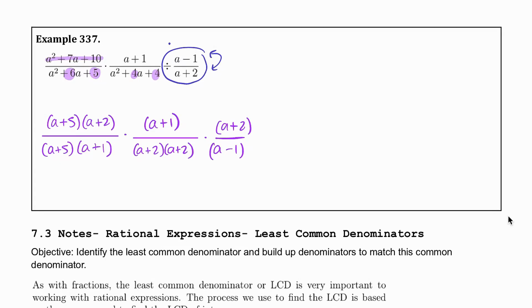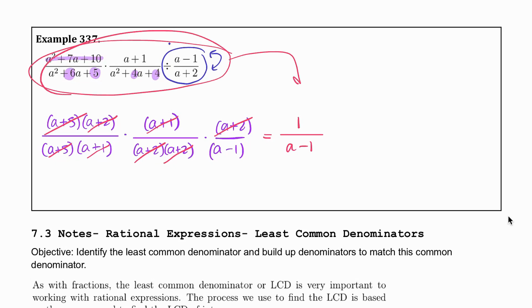All right, now let's start looking for our common factors. On top and bottom, we have the same thing. A plus 1 on top, a plus 1 on bottom, a plus 2 on top, a plus 2 on bottom, another a plus 2 on top, a plus 2 on bottom. All right, so this thing simplified a lot. There's nothing left on top, so we're just going to put a 1. And we just have an a minus 1 left on bottom. So we started out with this giant thing, and it simplified down to 1 divided by a minus 1.